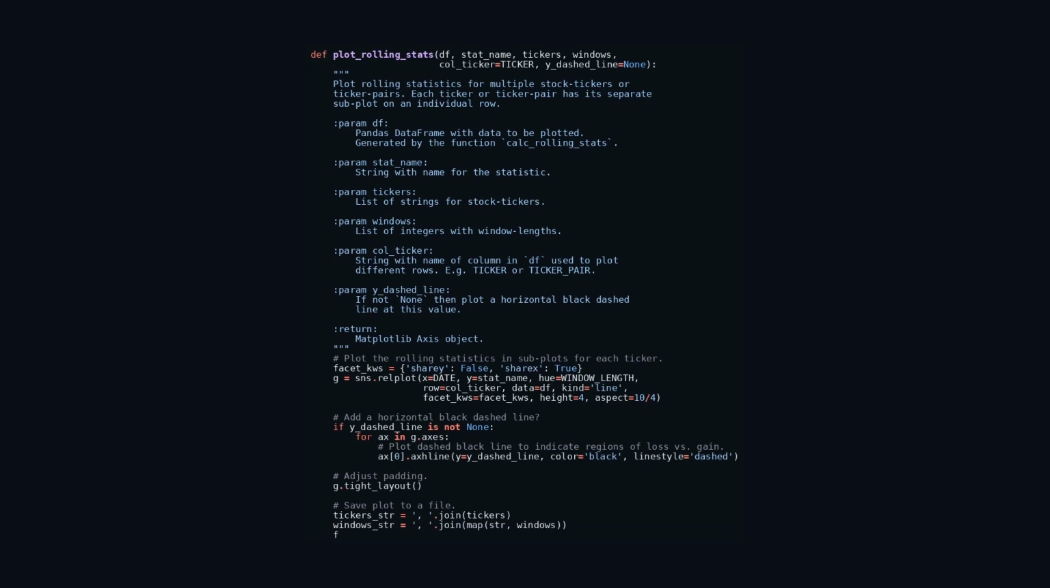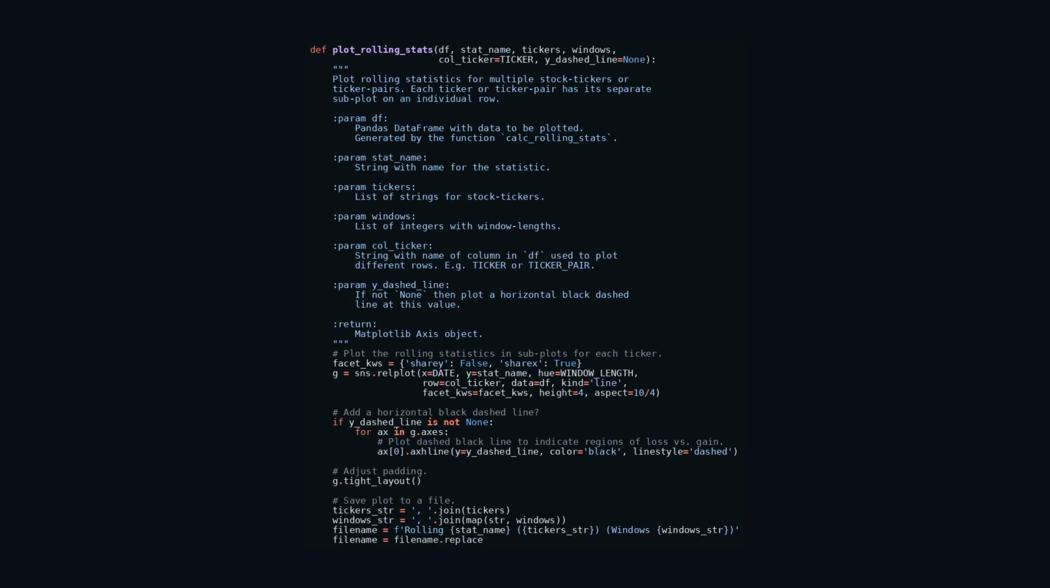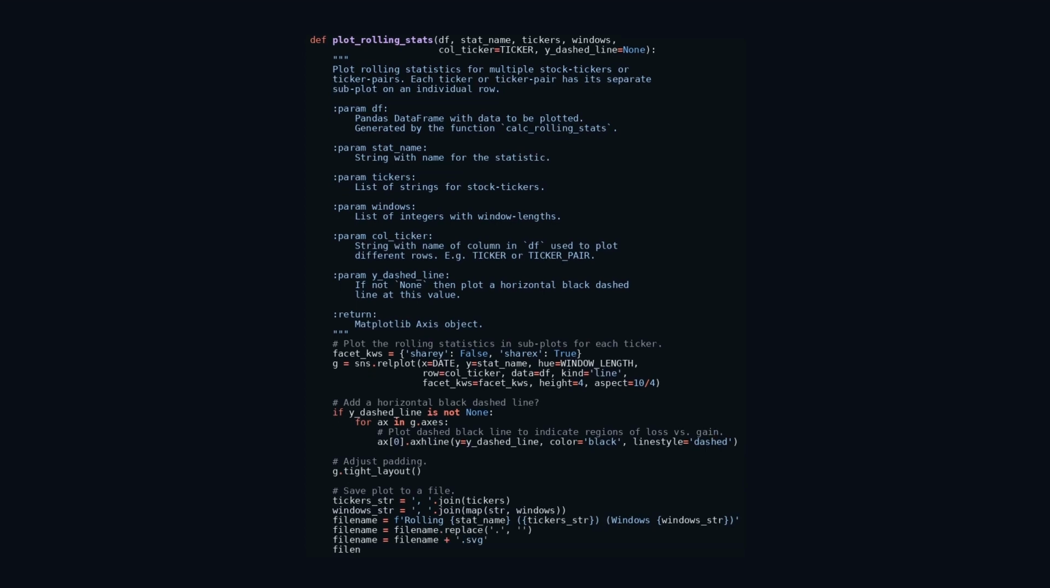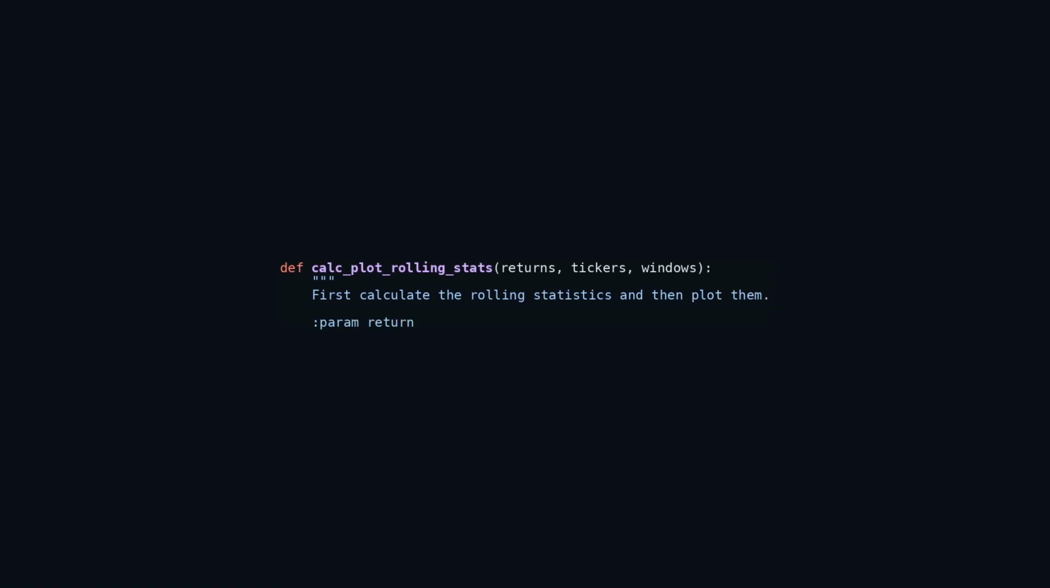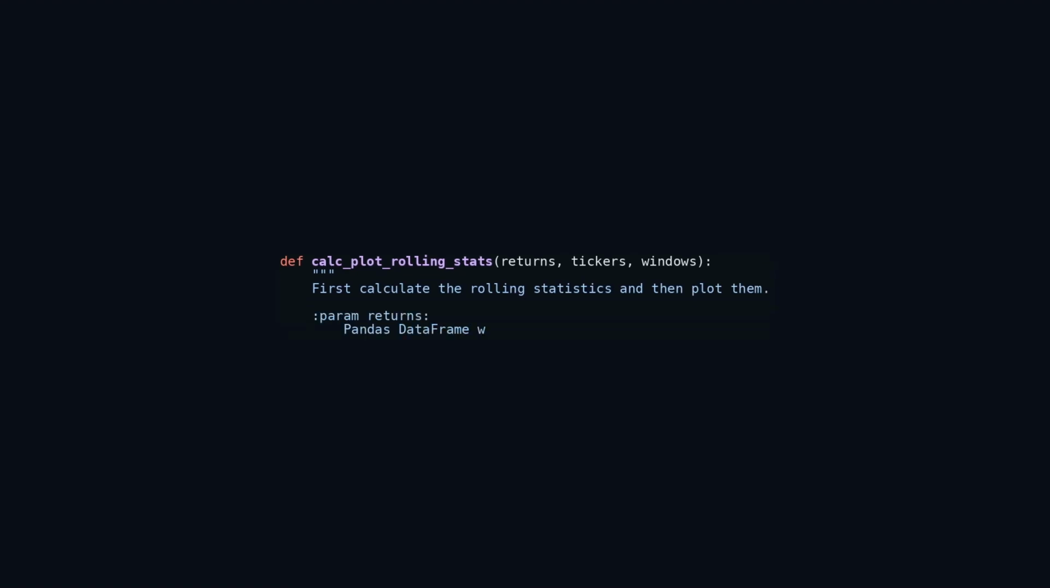It helps in identifying patterns, trends, and relationships among different assets over time, which can be pivotal for making informed investment decisions or analyzing portfolio performance. The code defines a function called tplot_rolling_stats, which is used to compute and visualize rolling statistics such as mean return, standard deviation, and correlation from a given set of return data for different stocks over various time windows.